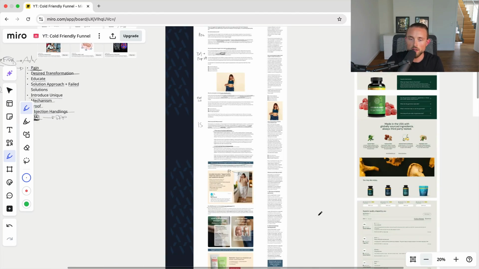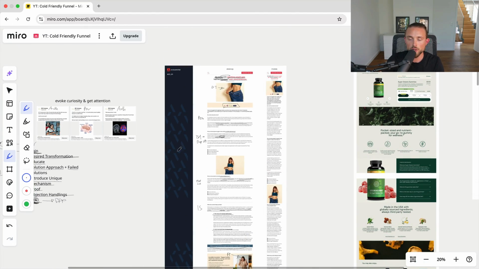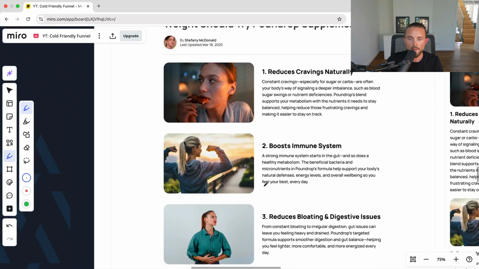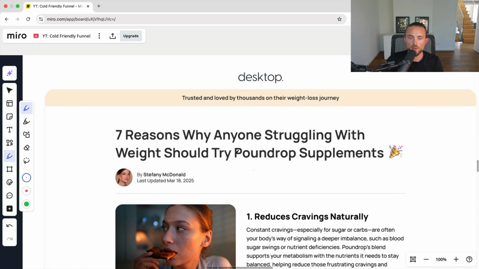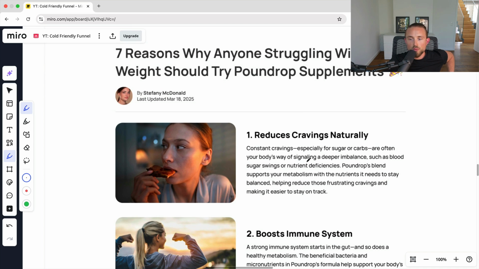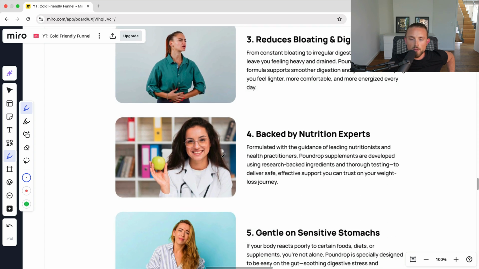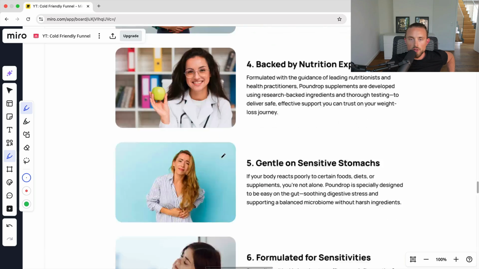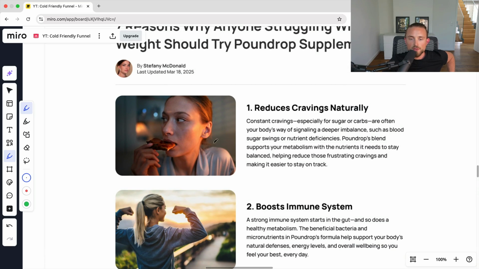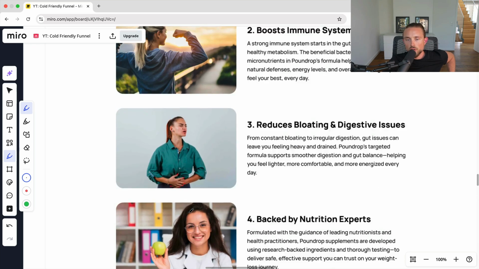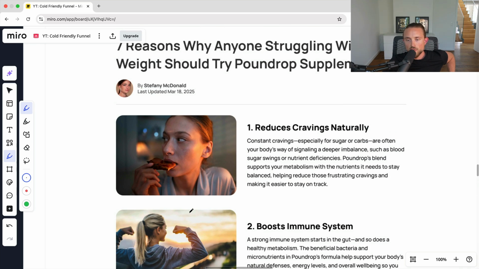Now this was flow number 1 that we created, and then flow number 2 was more of a general listicle, right? Where we say, hey, 7 reasons why anyone struggling with weight should try these supplements, and then we basically show them 7 images and 7 reasons that basically pitches the supplement to them, right? So the general approach is it can be 5, it can be 7, it can be 10. We've done a lot of variations to this, right? So just play around with it.